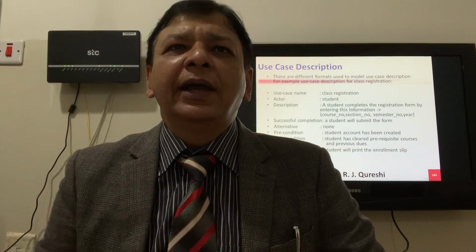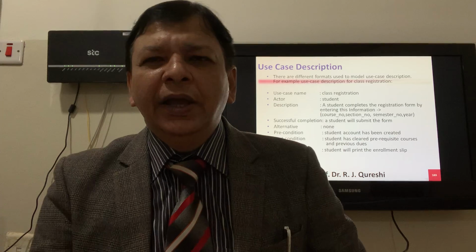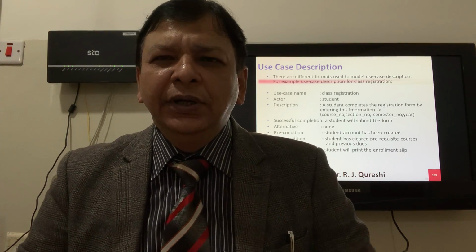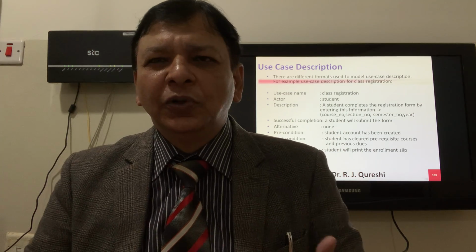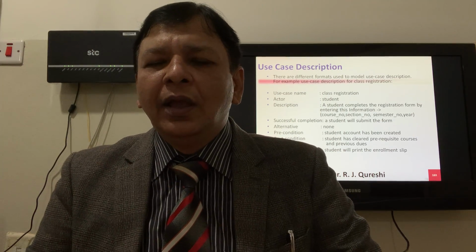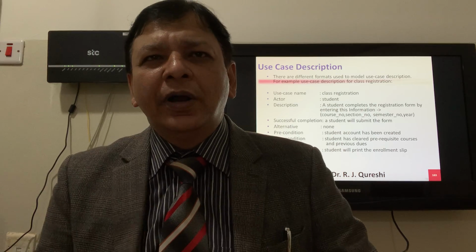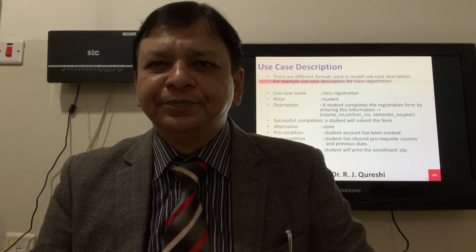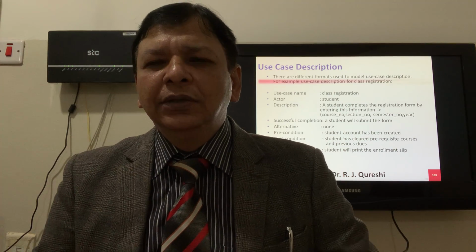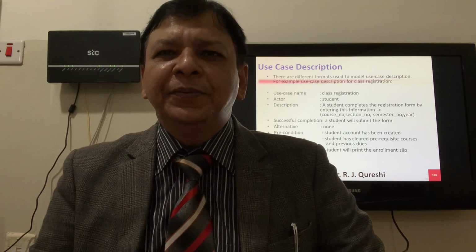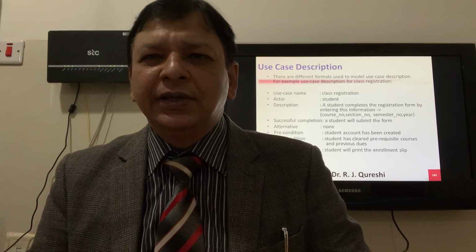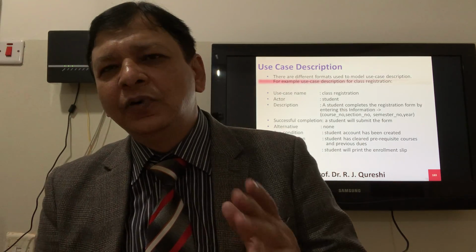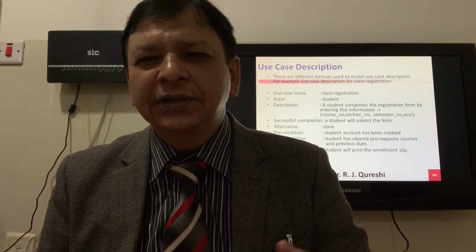Let us see another diagram. But before that, we have use case description. I want to show you there are different templates to show use case description. One is this format, the tabular style. Another format is the description. I have seen 2 pages of use case description for each use case. So each use case has a use case description. So if there are 4 use cases, you have 4 use case descriptions.